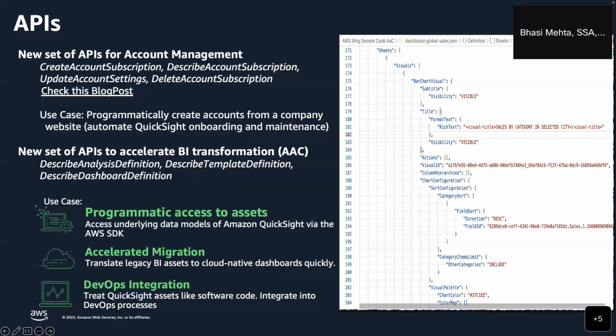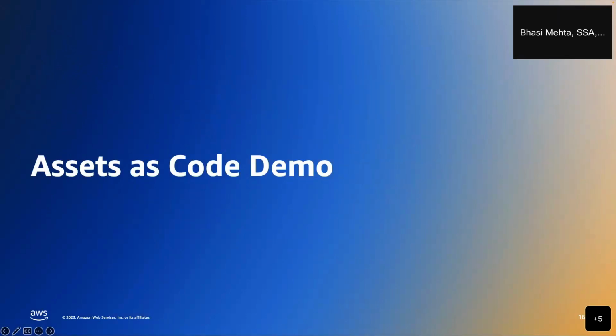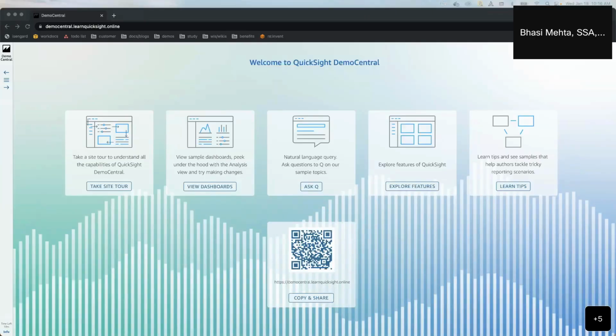And so with that, we're now going to enter into the demo section of our assets as code. I'm now going to switch in. So here, all of you can see my screen. We're on our Demo Central Learn QuickSight account, and all of you have access to this link.